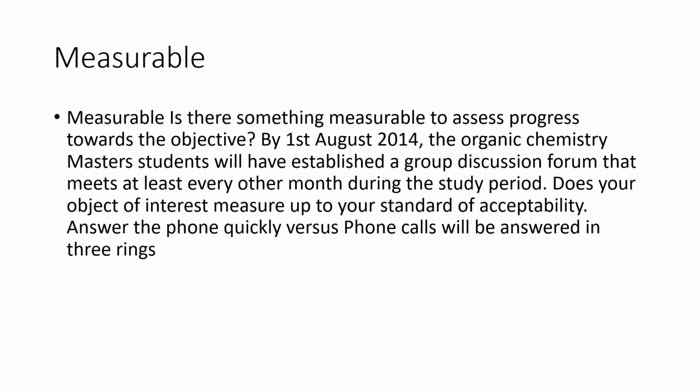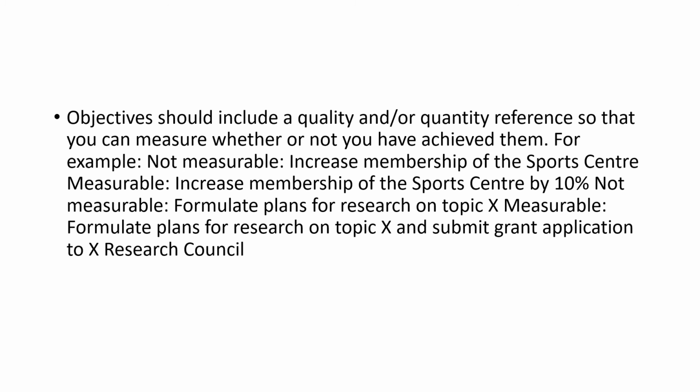So it has to be measurable as well. Is there something measurable to assess progress towards the objective? So for example, a forum that meets at least every month during the study period. Does your objective measure up to your standard of acceptability? So answer the phone quickly versus phone calls will be answered within 3 weeks are different things. So objectives should include a quality and/or quantity reference so that you can measure whether or not you have achieved them.